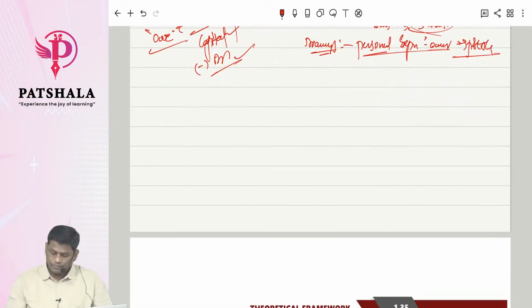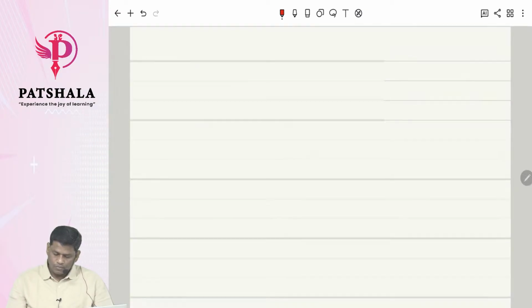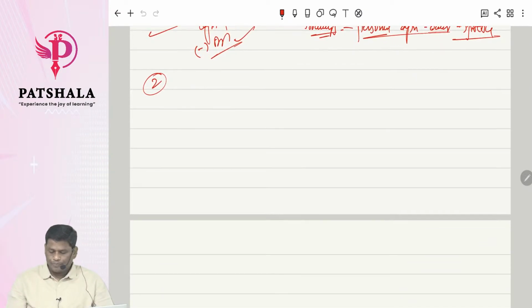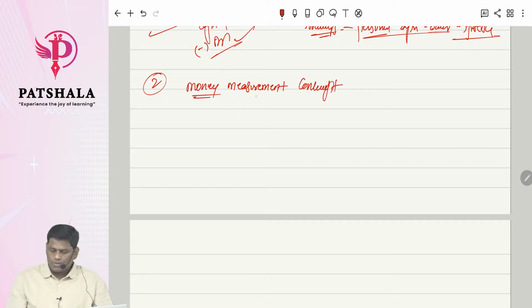Second. Money measurement concept. Second one, you write: money measurement concept.